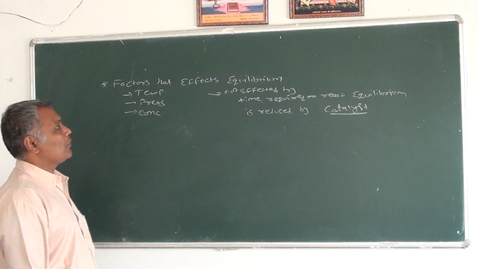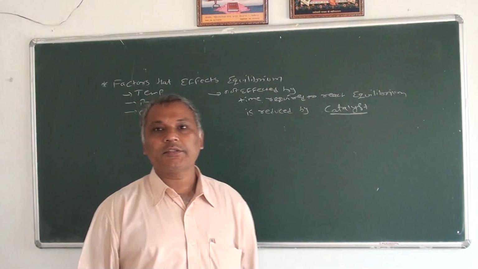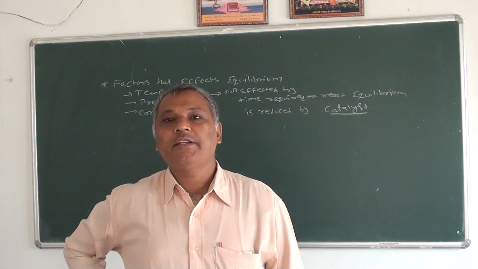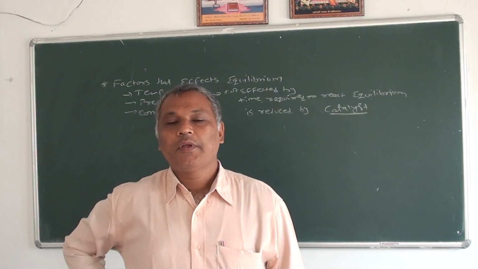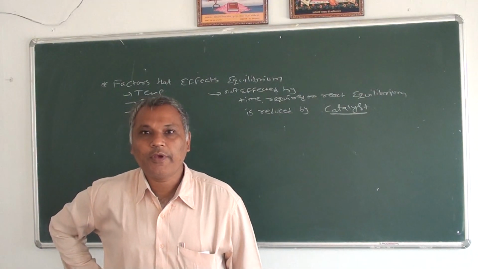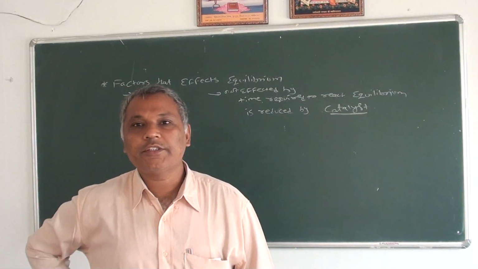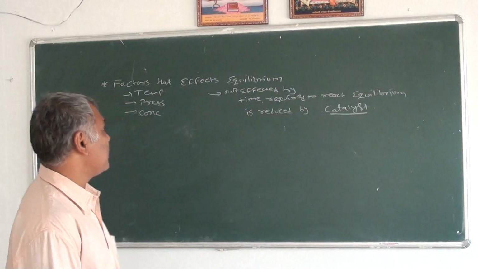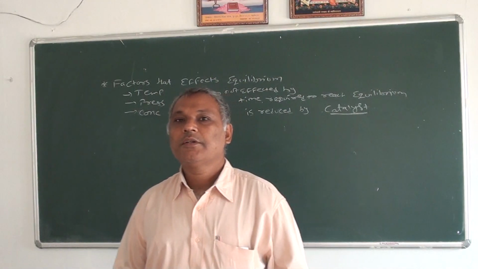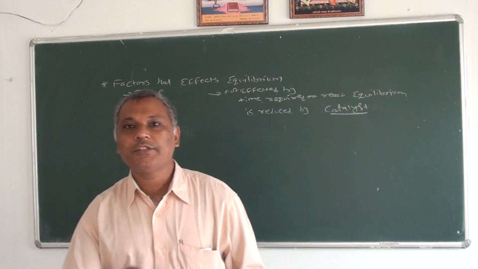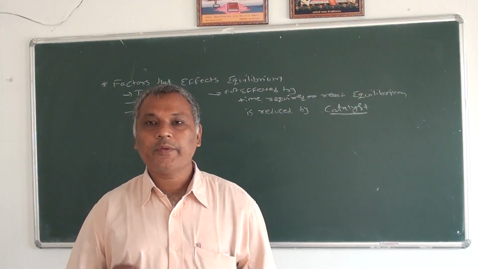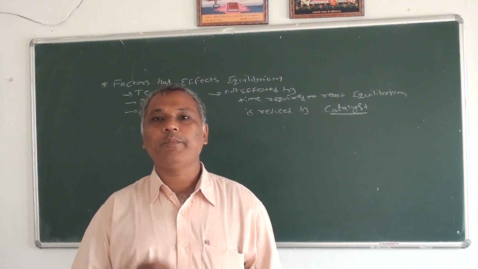So we want to understand the effect of these factors as external factors on the equilibrium. These were first studied by the scientist Le Chatelier, and that's the reason why the principle developed for the factors affecting it is known as Le Chatelier's principle. So what was that principle? He told that whenever any external factors are changed during the reaction, then the reaction will attain the equilibrium in such a way that those changes are minimized.